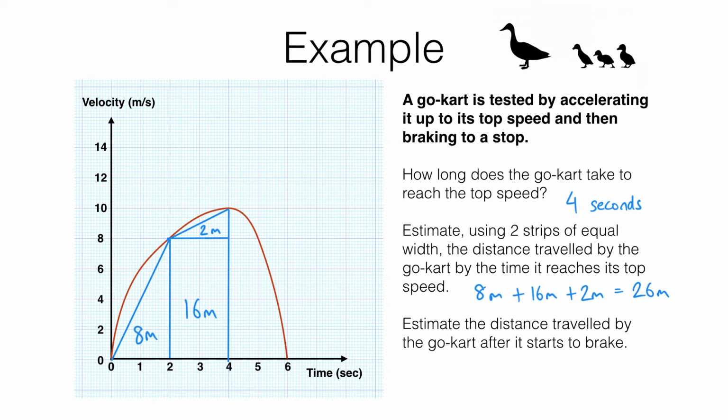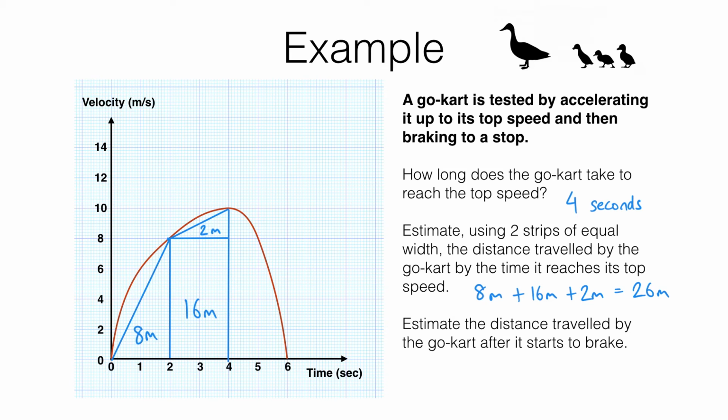Now, this is actually an underestimate. The true distance travelled is going to be a little bit higher. What we've worked out is an underestimate because you can see there are parts of the area that we haven't calculated. All of this is part of the area under the graph, and so is this little bit here, but we did not include those parts. That's why we have an underestimate.